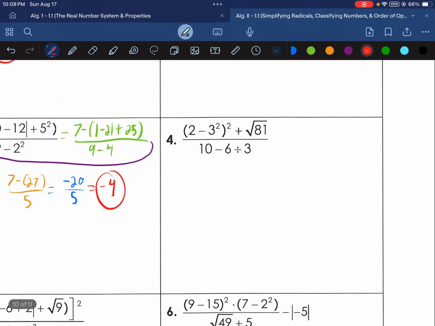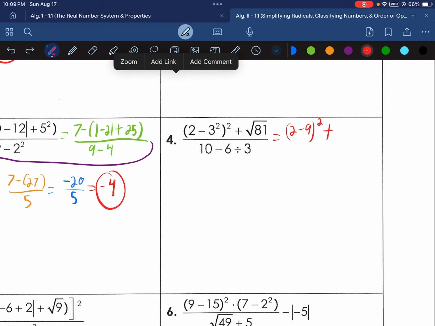Number 4. Once again, do the top of the fraction and the bottom of the fraction separately to start, and at the top of the fraction, we look at this grouping symbol. And inside the grouping symbol, we have a power or exponent. So we have 2 minus 9, in parentheses, 2 to the second power, plus the square root of 81. So roots fall in the same line as power for order of operations.